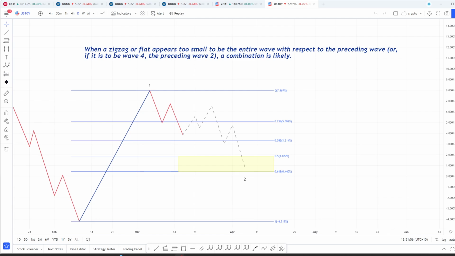Now, this final combination guideline is quite a handy one. So when a zigzag or flat appears too small to be the entire wave with respect to the preceding wave, or if it is to be a wave 4, the preceding wave 2, a combination is likely. So here we've got a situation where wave 1 has occurred off a low, and then we get one zigzag by itself that hasn't really retraced all that far. Now we know that propensity for a wave 2 is to retrace in a zigzag down between the 50 and the 61.8. So if we do see one zigzag on its own like that, we can anticipate that we're going to get a zigzag combination because we're still looking for wave 2 to go down far enough to challenge that 50 to the 61.8%.